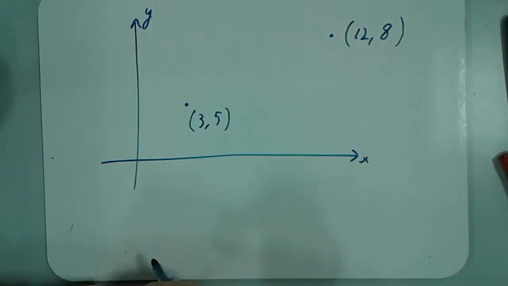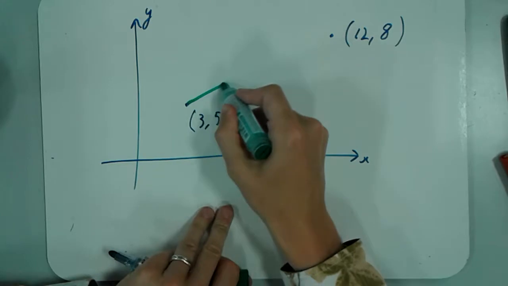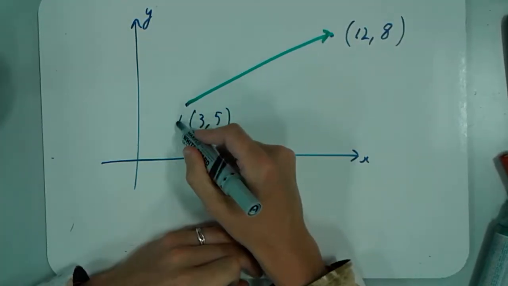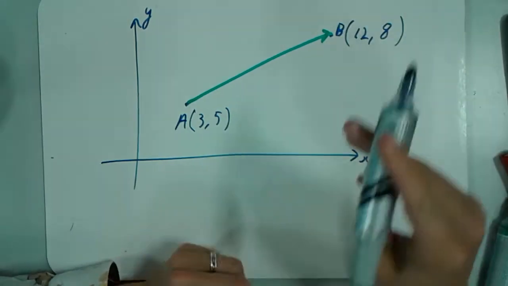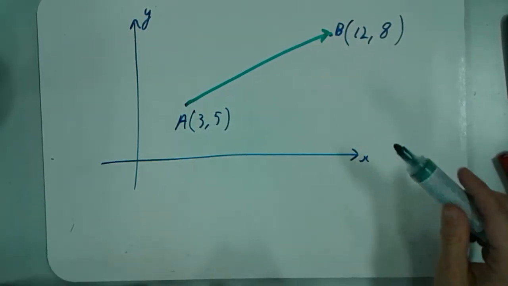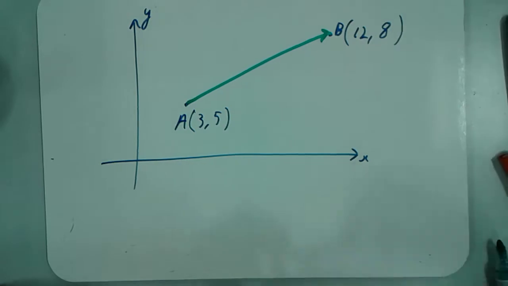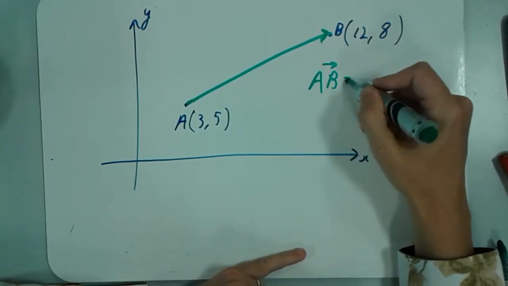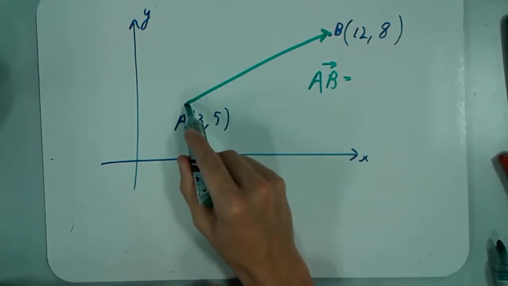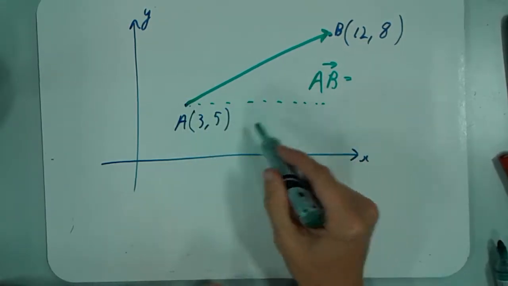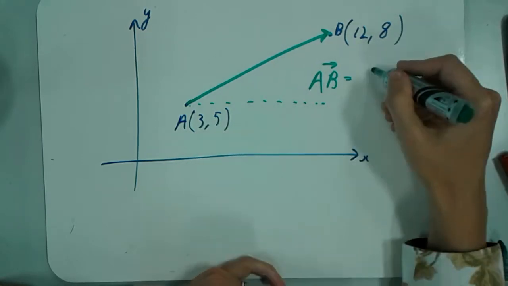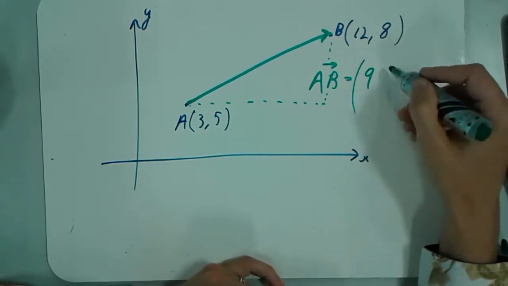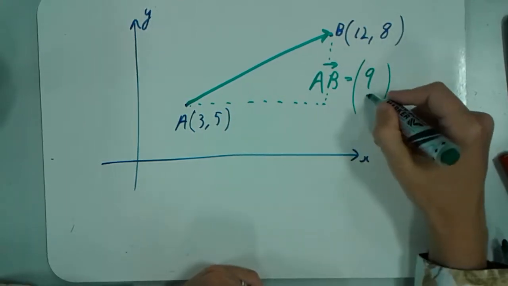So for example, we could go from here to there. Let's call this point A and this point B. So this green vector that we have here would be called the vector AB, and we would describe how far we've moved across. So that would be 9 across, and how far we've moved up. So that would be 3 up.